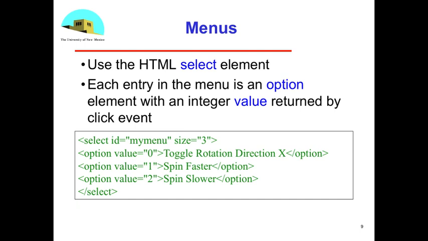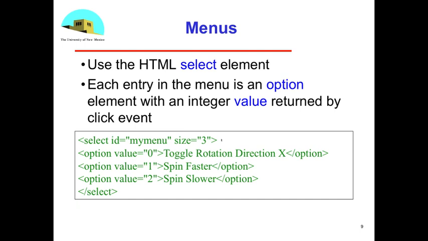Okay, so a menu in HTML is a select element, which we now can define its style and its placement within the HTML file. It has a bunch of entries in it, which are called the options, and each option, when clicked on, will return a value which I can get back to the JavaScript file and do something with. So here's the code for that. You give it an ID, so you can get that menu information back to the JavaScript file.